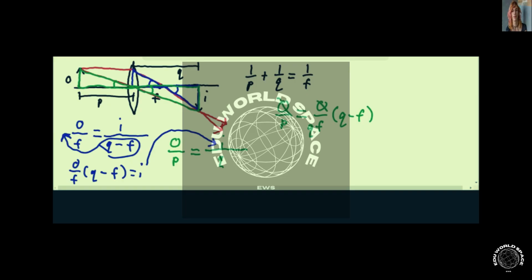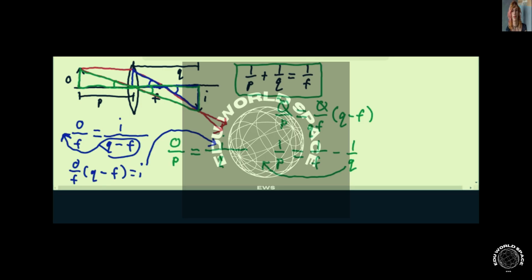And now we have 1 over P is equal to 1 over F minus 1 over Q. So at the moment we send this over to this side, we are left with the lens equation we were trying to solve earlier, which is this one.